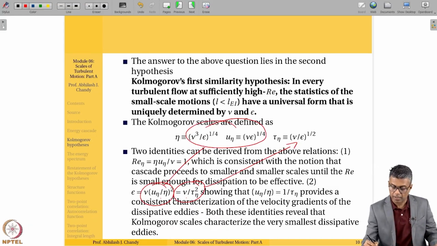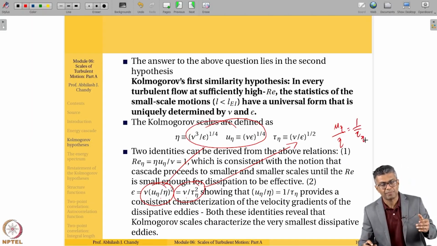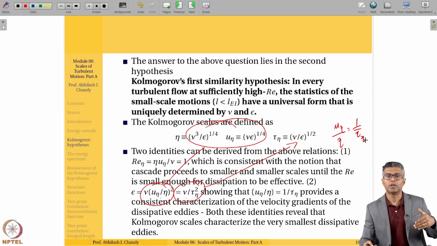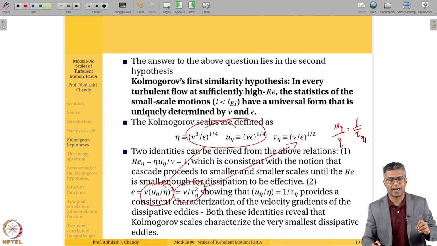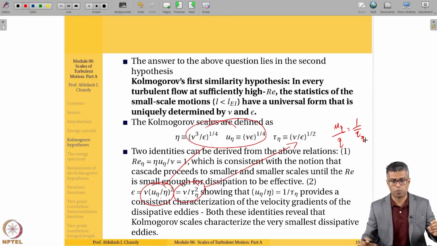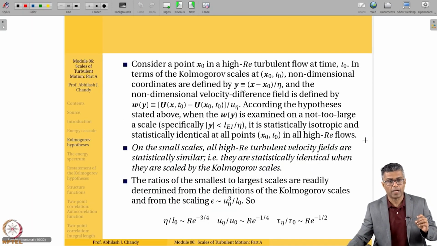This shows that u_eta over eta is 1 over tau_eta, which is consistent because the time scale would be equal to the length scale divided by the velocity scale. So that is consistent. So the entire characterization of the small scales is consistent. So this all indicates that these are indeed the small scales, and we have a consistent characterization of the small scales. That's where we were at.